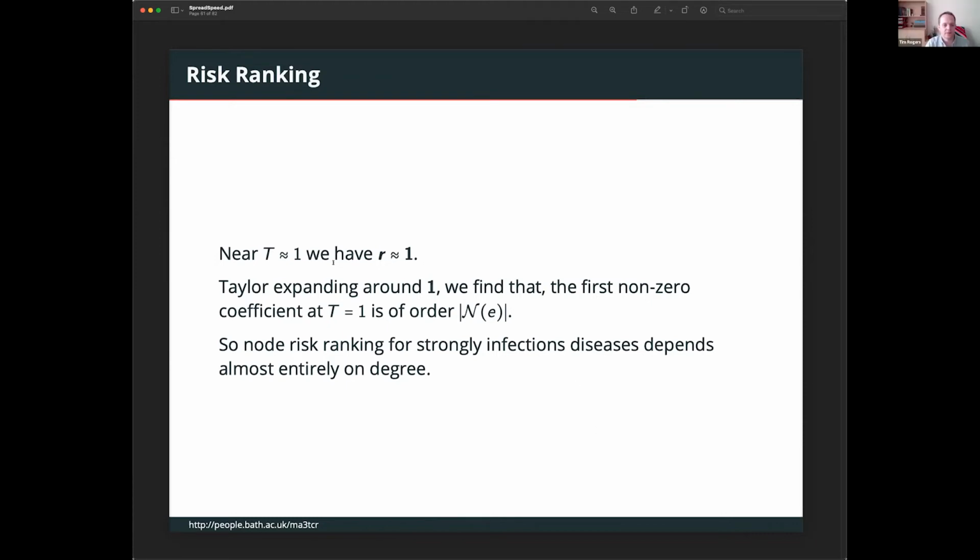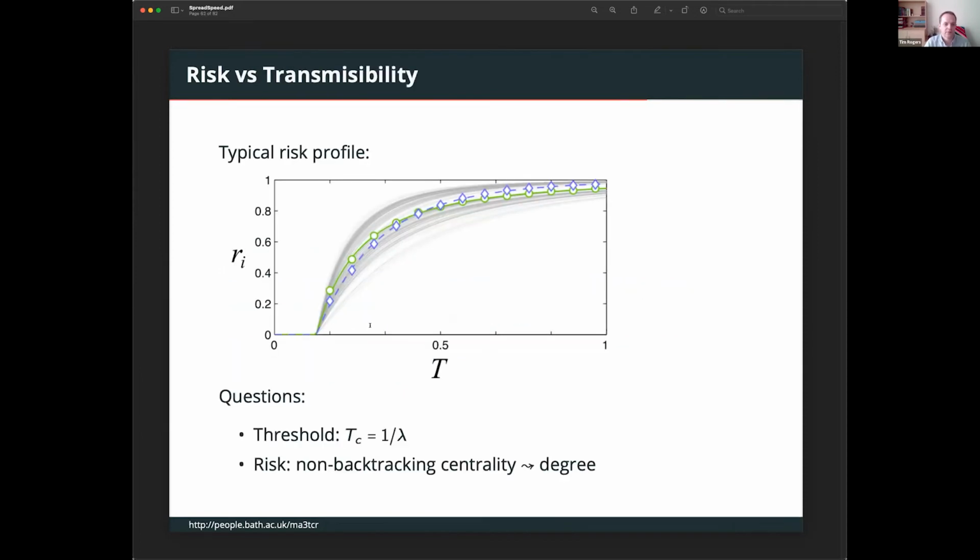In the other end, things are actually more simple. It's all about how many neighbors you have. So Taylor expanding around certain transmission, you only get a non-zero coefficient in the expansion at the order of the number of neighbors you've got. So what that basically says is every extra contact is a proportional extra chance to become infected in the highly infectious regime. So returning to this picture, I can answer those questions.